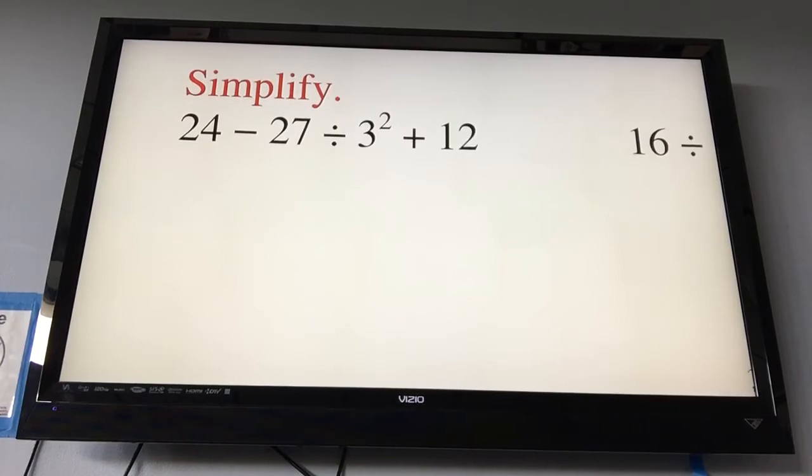All right, so grouping symbols. First question has no grouping symbols. Exponents, yep. So here's my first step: 3 to the 2nd power. Everything else does not change. It stays the same. So the only thing I did in that step was my 3 to the 2nd power.